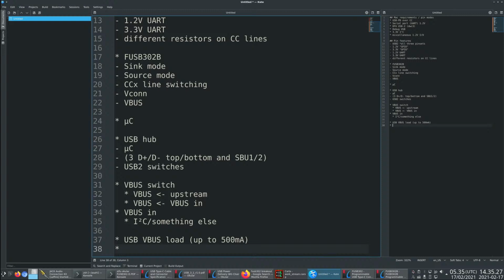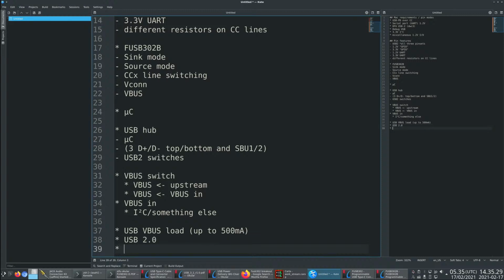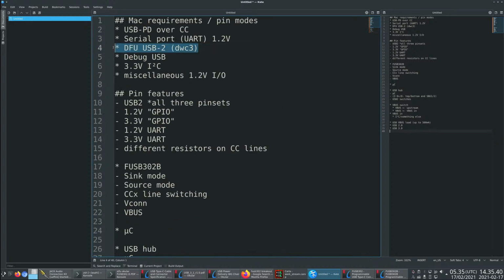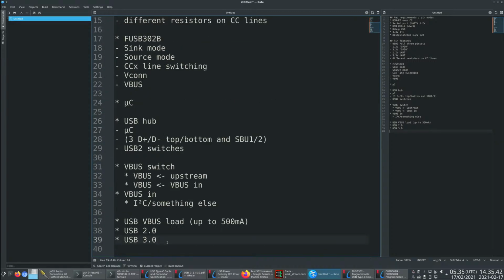So if you want to abuse that, you can. USB 2.0 and USB 3.0. And so for USB 3.0, I'm just going to pass it through to the device side. That way, if, say, you are using this to debug a Mac, then you don't just get this DFU USB 2 mode, you also get USB 3 mode.